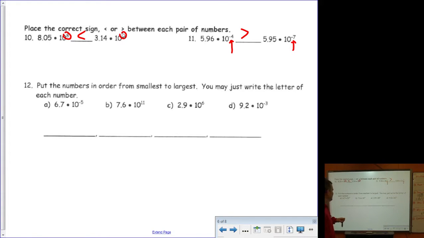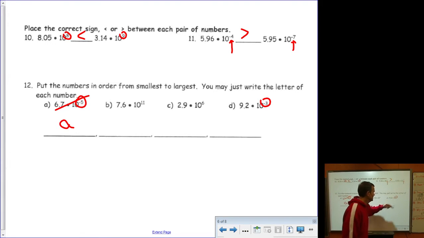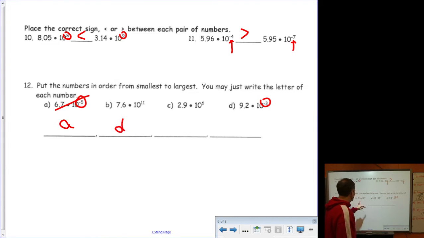Number 12, put the numbers in order from smallest to largest. So I'm looking at the exponents. The smallest exponent is right here, so A is the smallest number. The next smallest exponent is right here, so D would be the next smallest number. Then this is the next smallest exponent, so C. And the biggest exponent, biggest number is B.